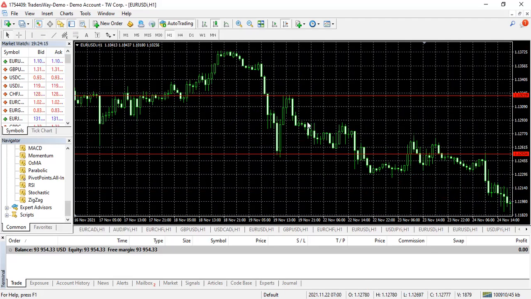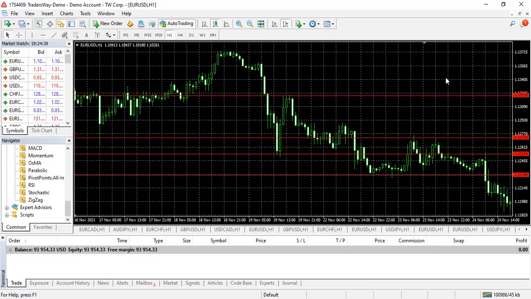Then it keeps on coming back. Then it makes here another support. It makes here this point. It makes here another support. It goes back up and makes here another resistance. It makes here another resistance. So let me show you my whiteboard.